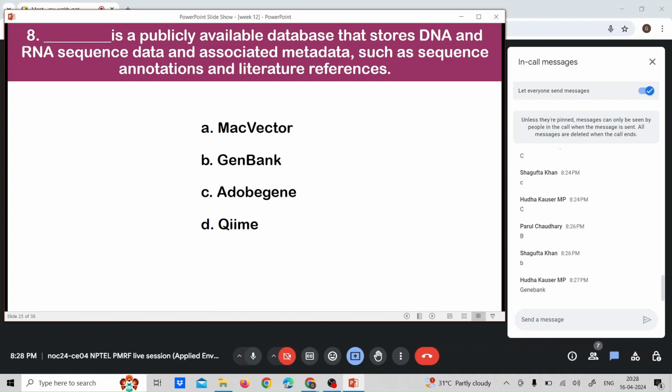Okay, we have a few responses here. This is a publicly available database that stores DNA and RNA sequence data and associated metadata such as sequence annotations and literature references. So all the answers say it's GenBank. Let me first ask what all these four mean: what is MacVector, what is GenBank, Addgene and QIIME? QIIME, yes, we have seen already, but you can just put in the chat box about the other options.